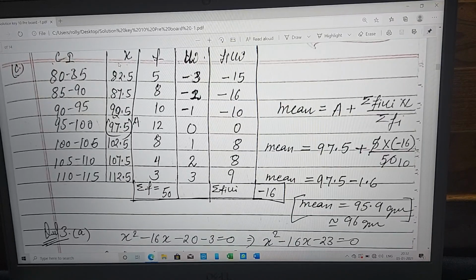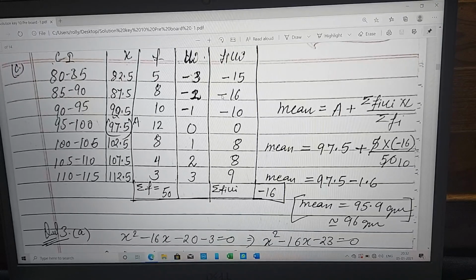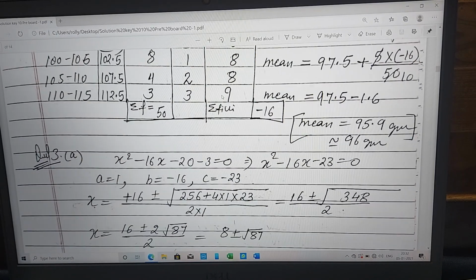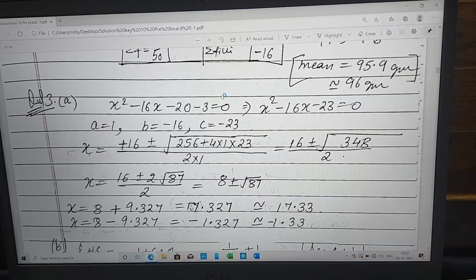Okay. For the direct method, x is here, f is here, you have to multiply it, and then summation f was also calculated wrong. Many children have not added frequency correctly. So if you are using the direct method, then the formula will be mean is equal to summation fi xi divided by summation fi. But if you are using the step deviation method, the solution is here. You were supposed to convert 95.9 gram to the nearest gram, 96 gram.